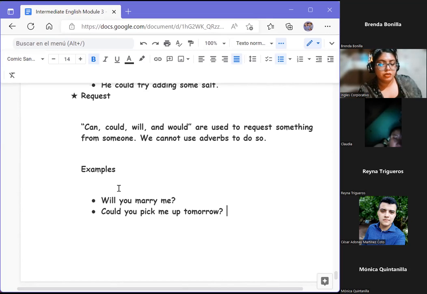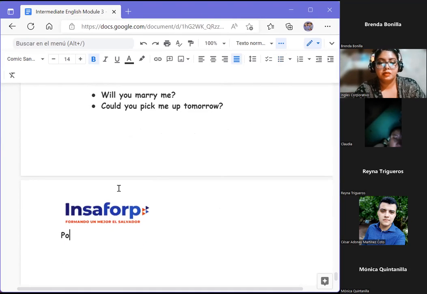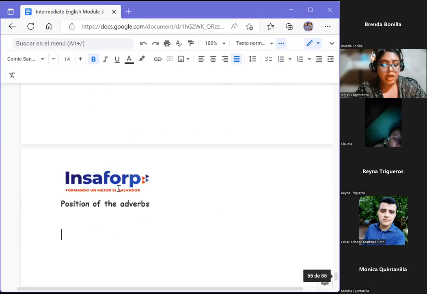So in that case, we are going to talk about the position of the adverb. And it's saying that adverbs are capable of appearing in different positions in a sentence. They must be close to the words that they are modifying, which could be at the beginning, in the middle, or at the end of the sentence.